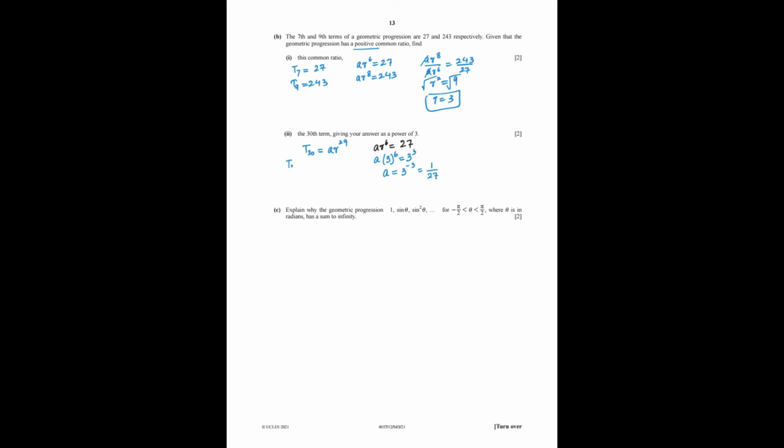Now the term T30 we have is, what is a? a is 1 divided by 27, which means 3 to the power minus 3. r is what? r is 3 to the power 29. You can solve it, it will be 3 to the power 26, and that is your answer.